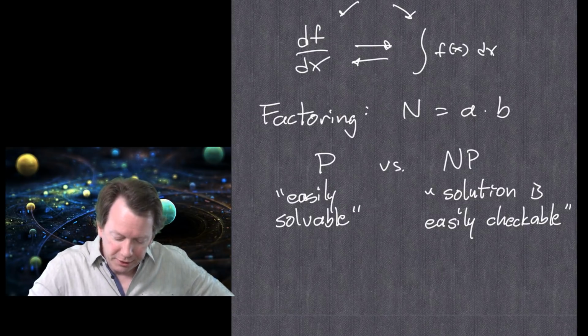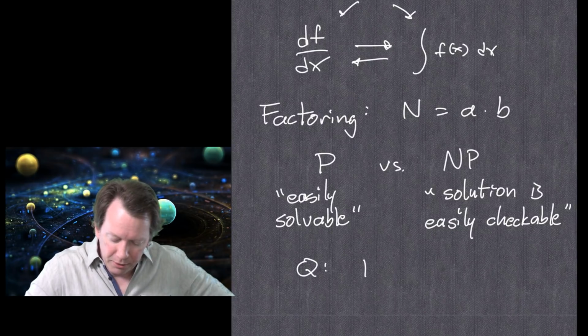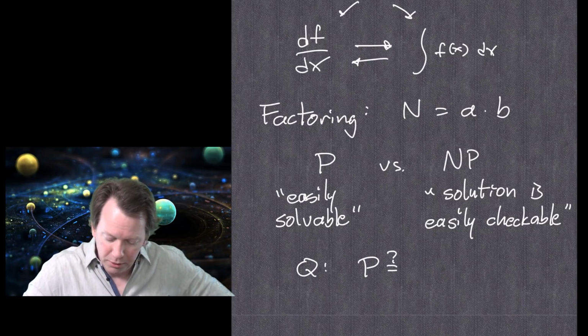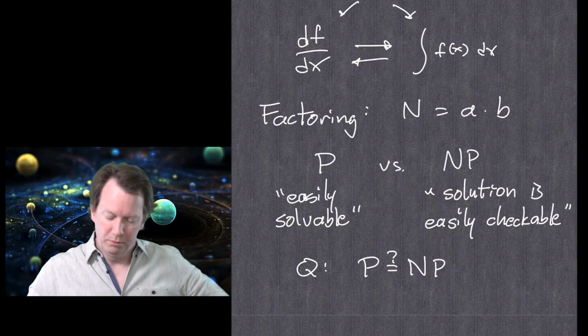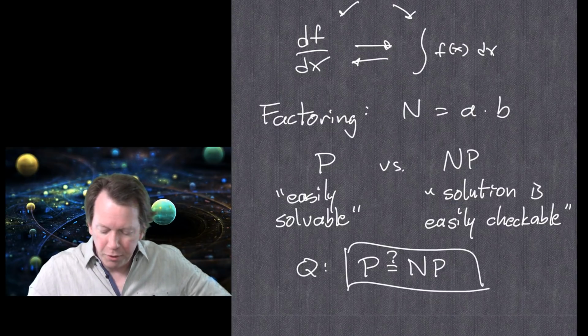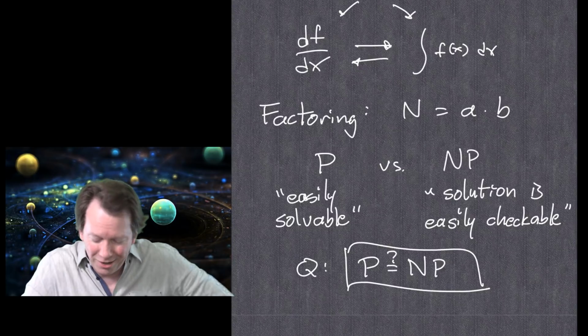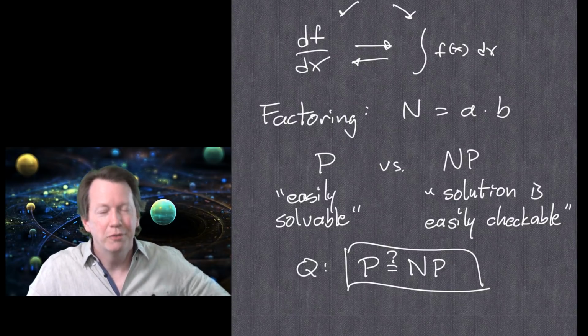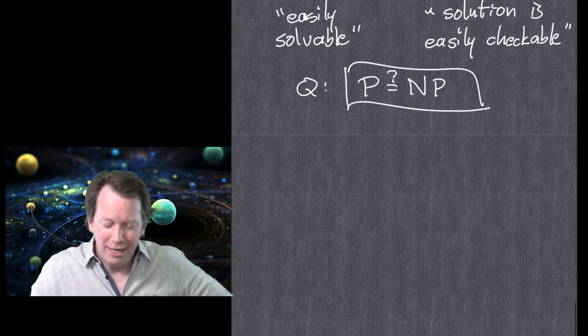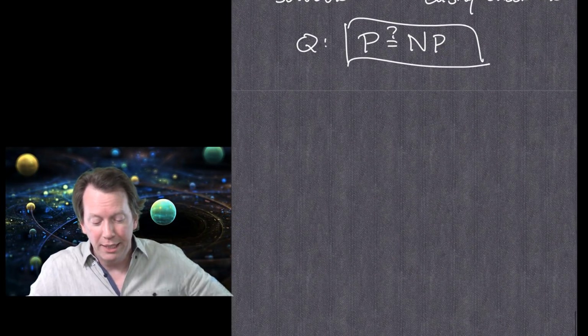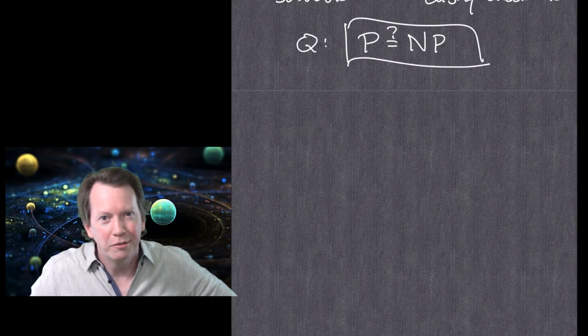So there's a question on the market right now: is P equal to NP? And no one knows the answer. Actually, everyone knows the answer. The answer is no, they're not equal, but no one has been able to prove the answer. If you prove this, that P is not equal to NP, or if you prove that it is, you'll win $1 million. It's that kind of problem.